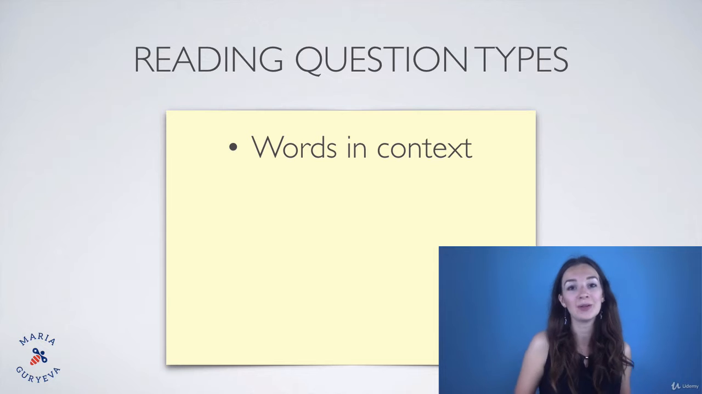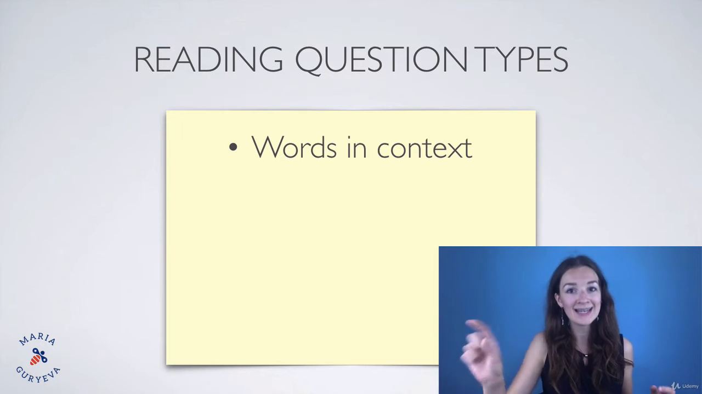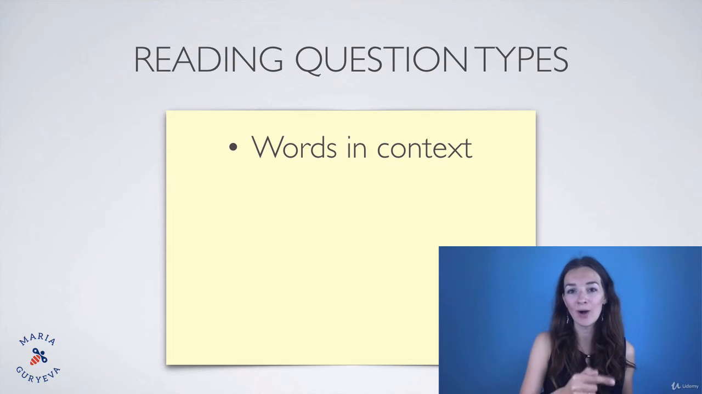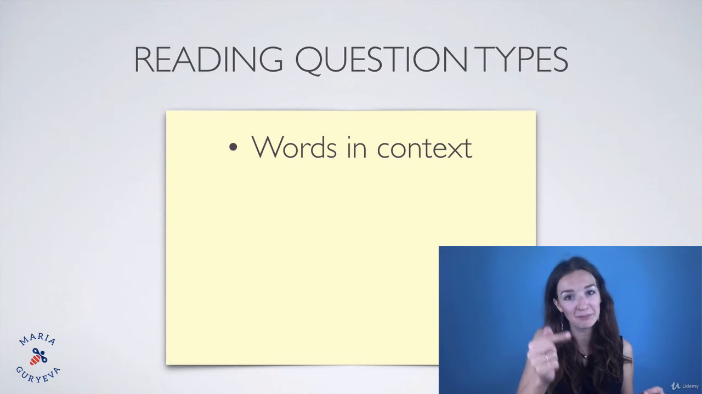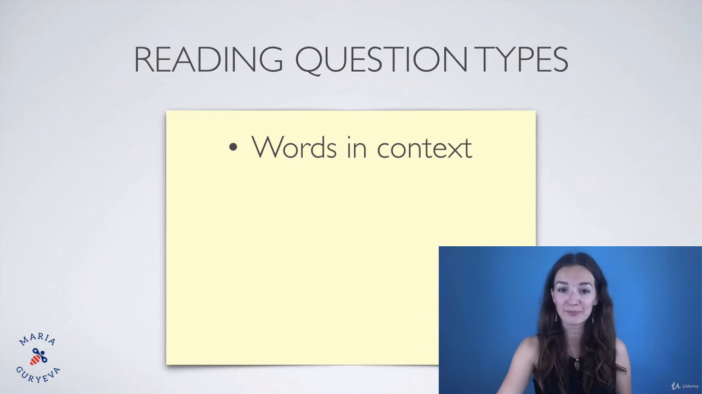This is the question when you have a word and you need to find this word in the text, see what this word most nearly means, and then pick one of your 4 answer choices, which is the best synonym for this word in that context. This is words in context.